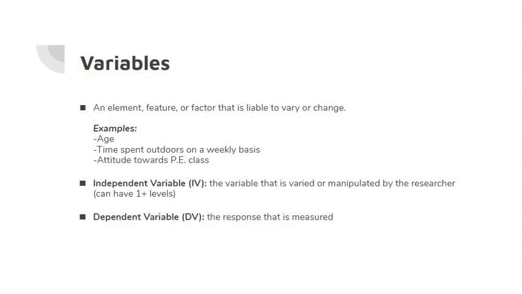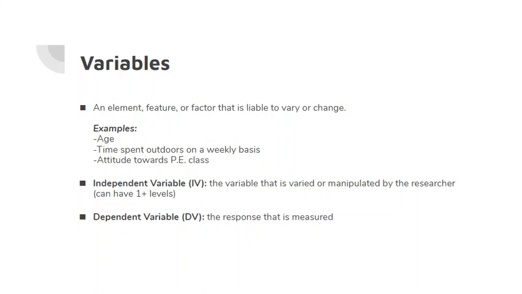So we have variables here, an element, a feature, or a factor that's liable to vary or change. Age is a variable. At my age, I have to start paying more attention to exercise and diet and so on. It might not be the same. It's equally important perhaps, but those variables might be different if I were 25, for example.